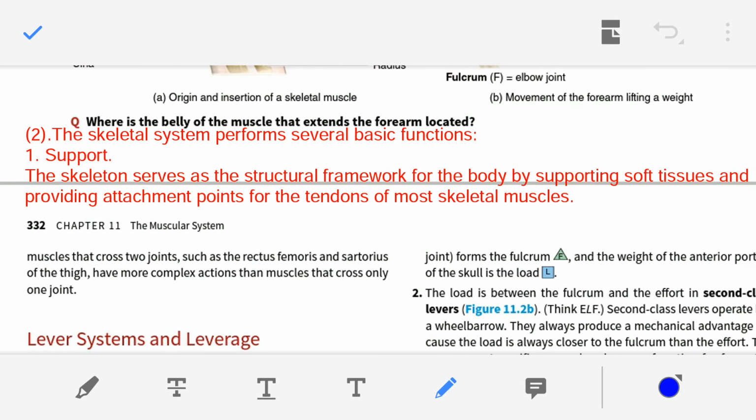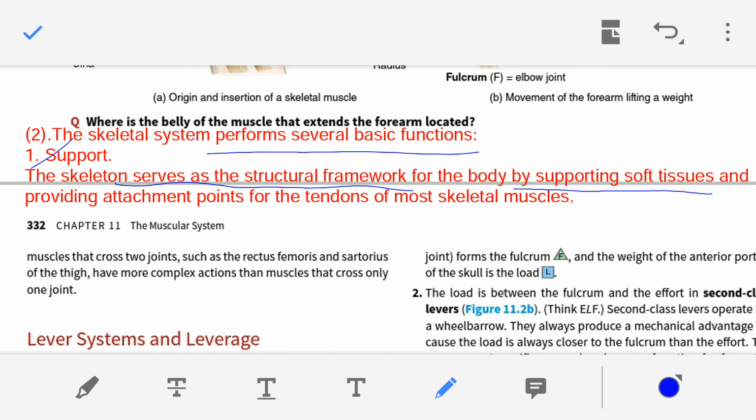Now the second point: the skeletal system in our body performs several basic functions. One by one, we are discussing these functions. First function is support. The skeletal system in our body serves as the structural framework for the body by supporting soft tissue. All our soft tissues are supported by the bony framework of the skeleton. In between the bones, or on the surface of bone, many times soft tissues are present.